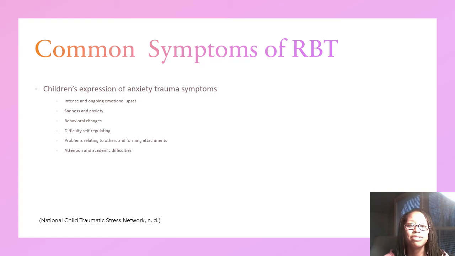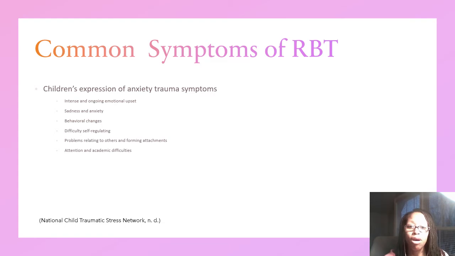So let's talk about some common symptoms of race-based trauma. Yes, we know we're mostly talking about race-based trauma today in relation to anxiety, but these are some interesting bits of information that I did want to share. According to the National Child Traumatic Stress Network, young children can exhibit signs of trauma by having intense and ongoing emotional upset, sadness or anxiety, and behavioral changes, difficulty self-regulating, problems relating to others and forming attachments, and also having attentional and academic difficulties.